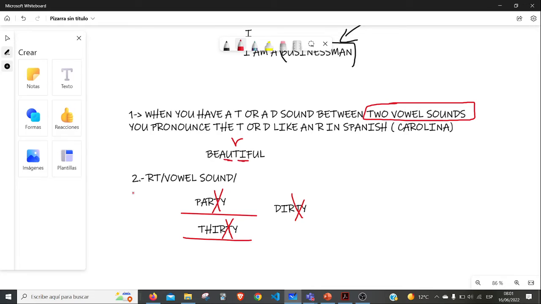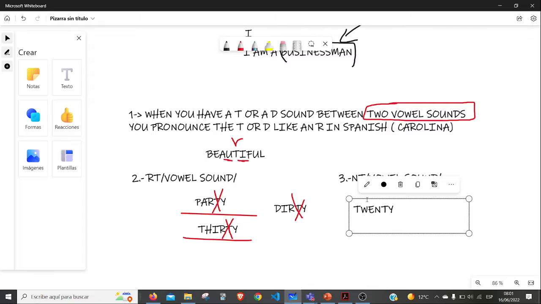Did you understand rule number 1 and 2? Okay, amazing. Rule number 3: N, T, vowel sound. Probably you studied English at school, but English school is very basic. Do you remember that your teacher used to say twenty? But teacher, why do you say twenty if we have the T? The reason is that when you have N, T, and a vowel sound, you don't pronounce the T. So you say twenty. You got it?